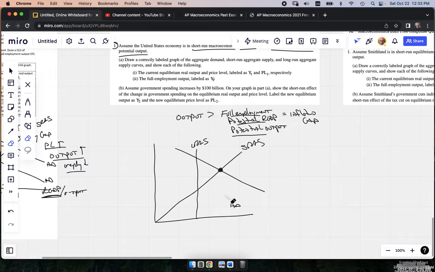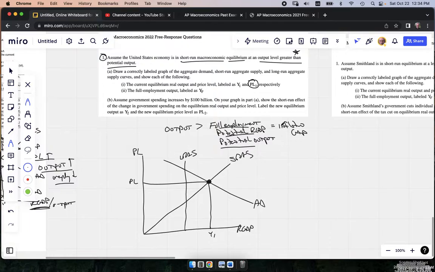So let's get rid of that and just say this is our starting point: price level, real GDP, aggregate demand. We're starting at that price level right there. They want us to call it PL1. We've got that output right there, that's Y1. This is where we're starting. We're starting in an inflationary gap because of the way they asked us to start. And then they want full employment output, which would be YF. Full employment output is always under your long run aggregate supply curve. Easy enough. There we go.